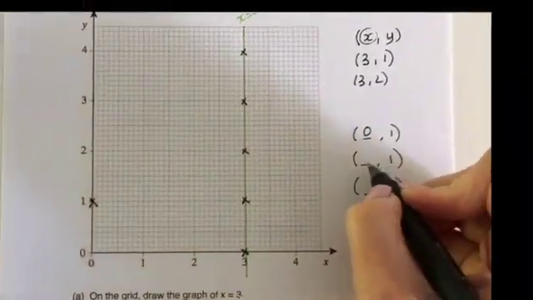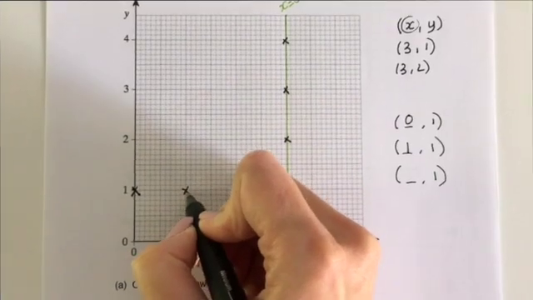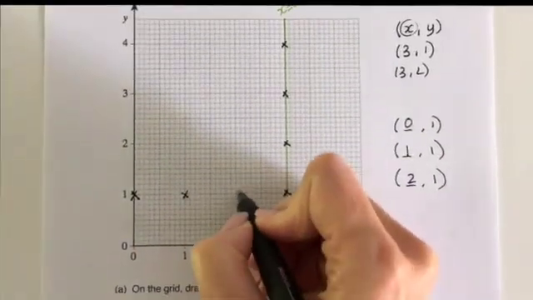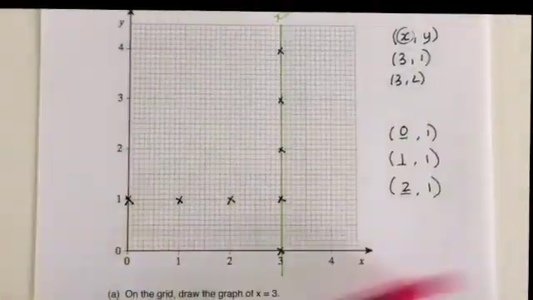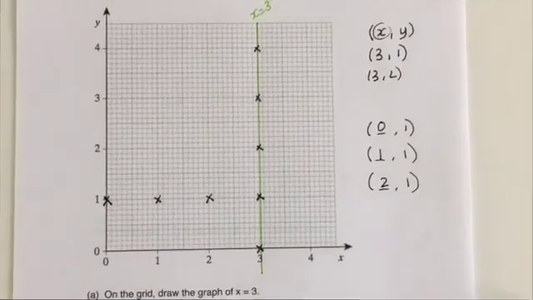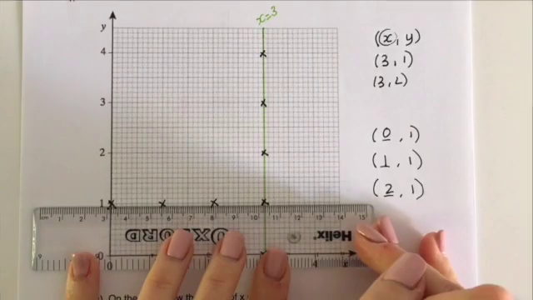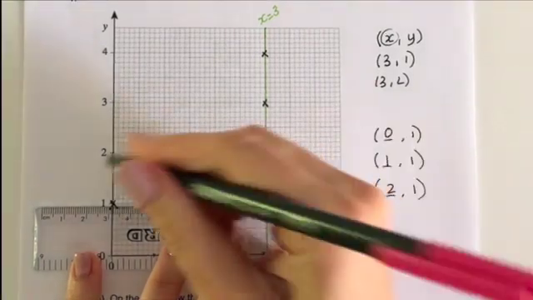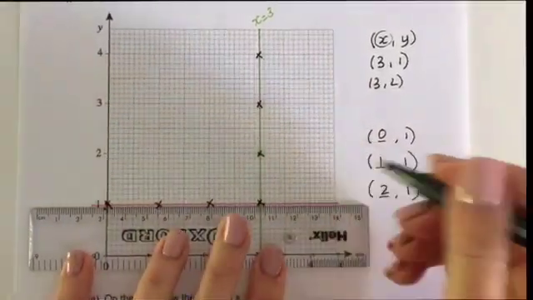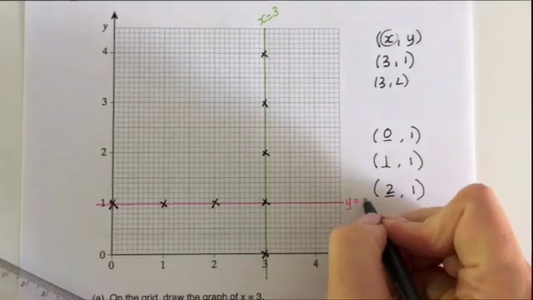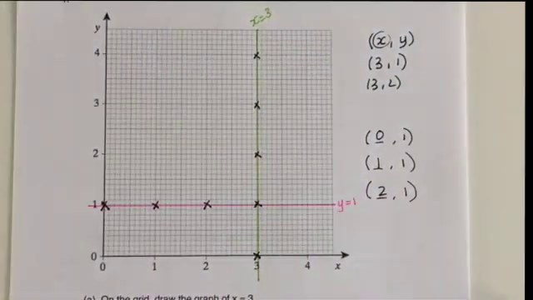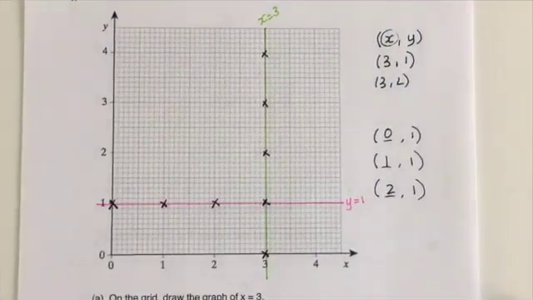So what about another one? What about 1, 1? Well, 1, 1 would be here. 2, 1 would be here. So can we see that that is going to create a horizontal line, a line going across, and it passes through where y is equal to 1. So it's as simple as that.